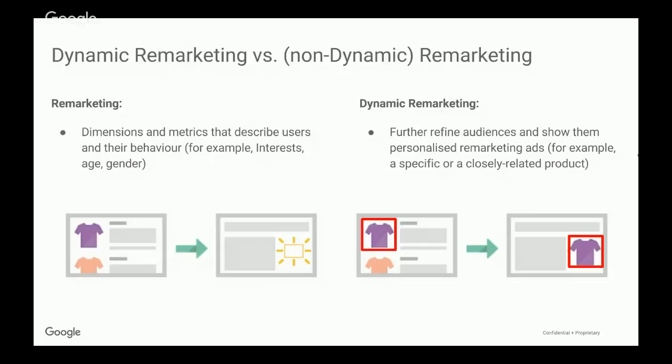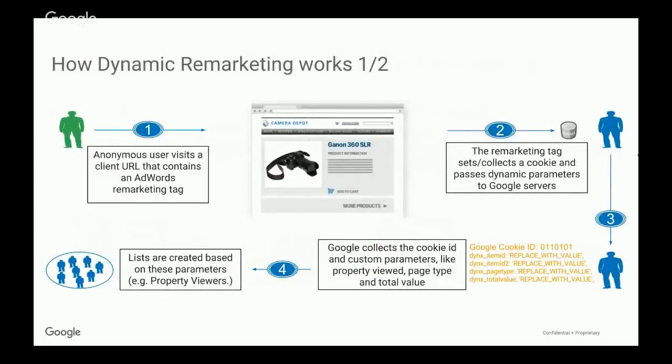Okay, let's move forward. Here you will see a diagram of how remarketing really works, as we try to simplify it for you, so that you can better visualize it and have a general overview of how dynamic remarketing works. So an anonymous user, let's say, visits a client or, in this case, your website that contains an AdWords remarketing tag. We said this is a prerequisite, so basically the remarketing tag, which includes specific custom parameters, has to be previously added on all pages of your website.